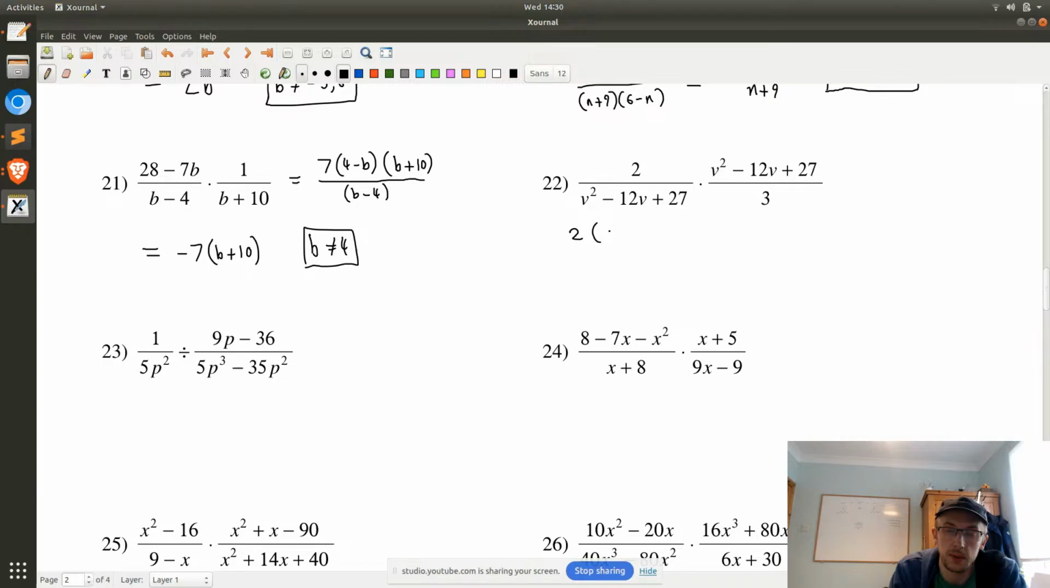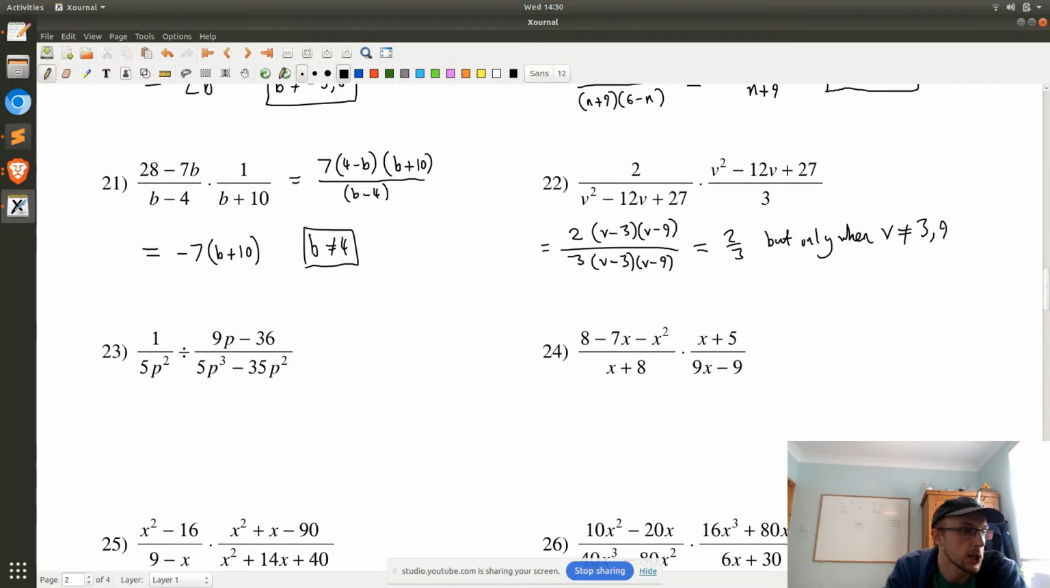Okay, so we've got 2. What's this going to turn into? Take 9, take 3. Arithmetic done. Who's excluded? But only when b is not 3 or 9. And check. And that's correct.